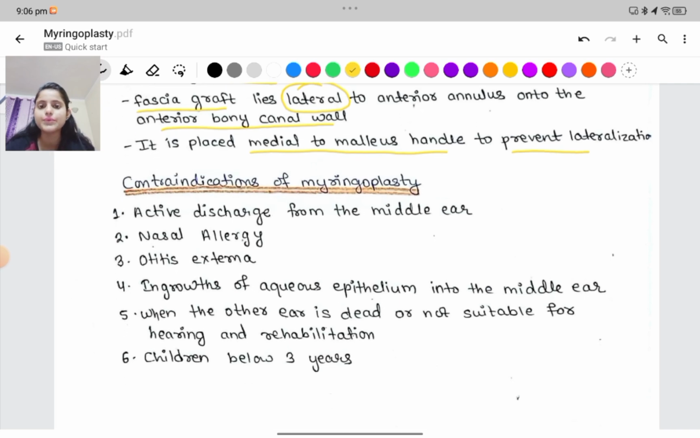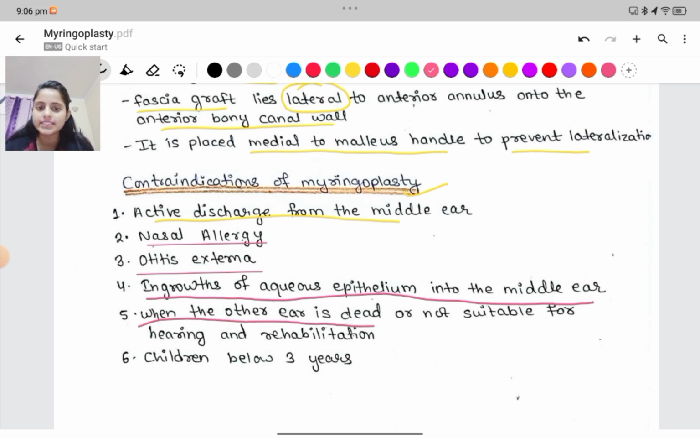The conditions in which myringoplasty cannot be performed are: if there is active discharge from the middle ear, if there is nasal allergy, if the patient has otitis externa, if there is ingrowth of squamous epithelium into the middle ear, when the other ear is dead or not suitable for hearing and rehabilitation, and when the child is below 3 years of age.